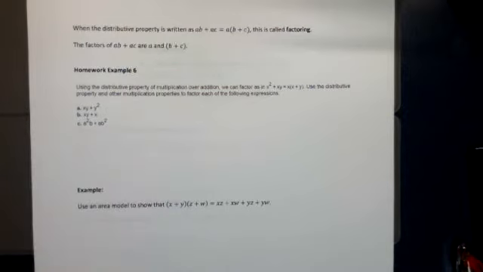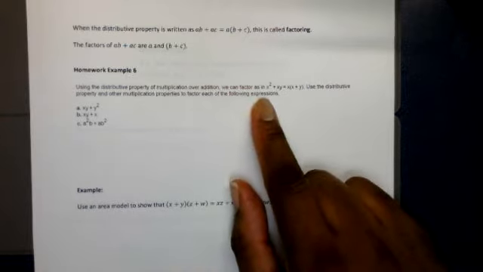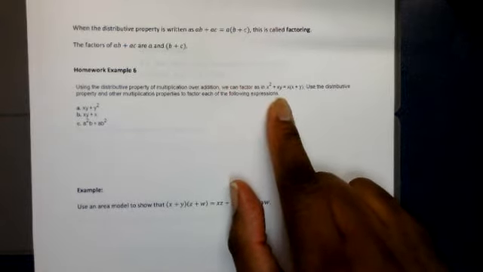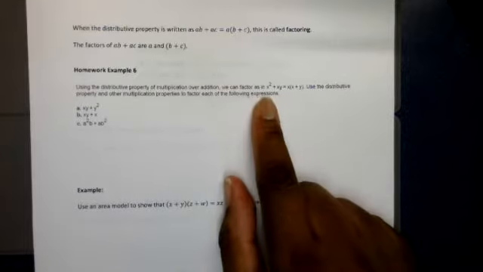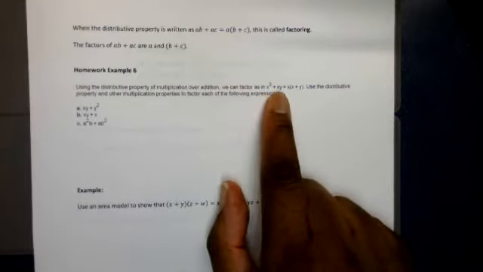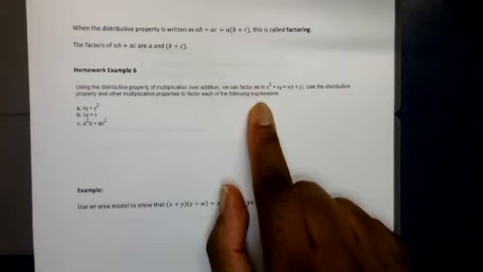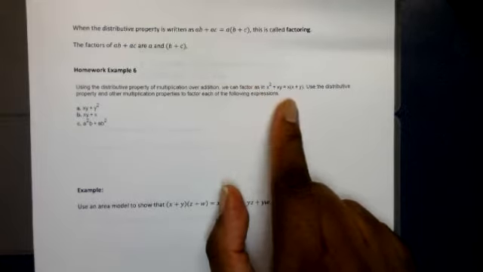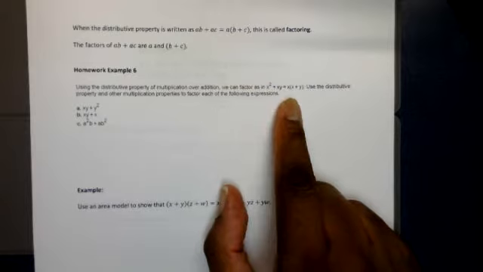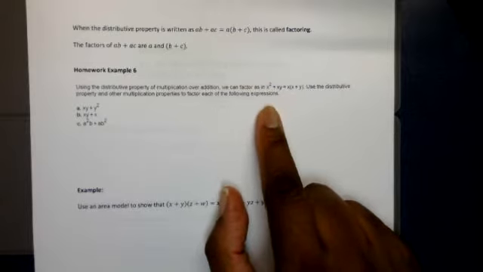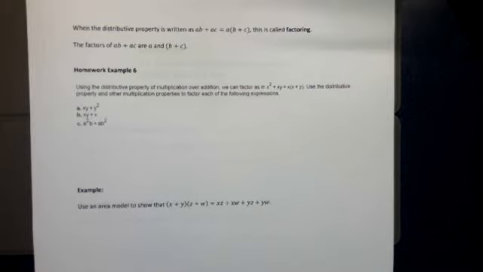So like in this homework example, number 6, let's say we want to use the distributive property of multiplication over addition. We can factor x squared plus xy equaling x times the quantity x plus y, because notice that in x squared and xy, the common factor is x. Then x times what would give us x squared plus xy? Well, if you do x squared divided by x, you'll get x. And then xy divided by x will be plus y.